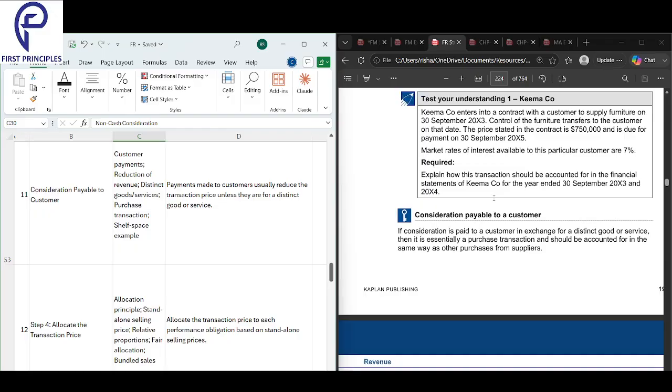Okay, so let's first simplify it and let's get to a simplistic understanding about this. When we talk about consideration payable to customer, what it includes is that the seller is paying to the customer. What is happening here is the seller is paying to the customer.